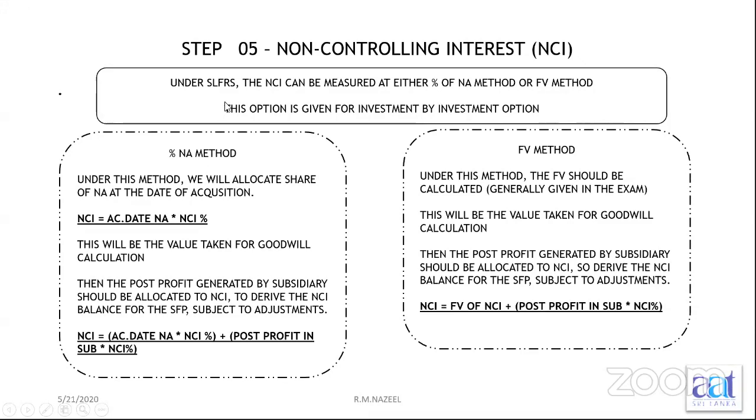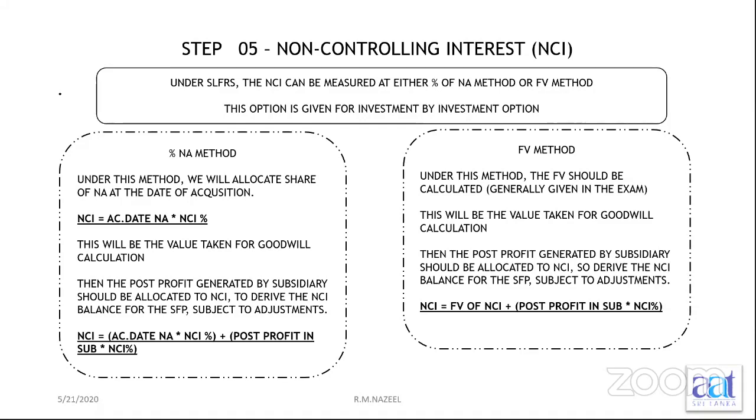You are given the fair value. You take the post profit in the subsidiary and take the percentage. Here it's based on the given net assets; here it's based on the fair value, right? So the method is the same. Once you get this amount, you need to put it separately in the equity after the parent's equity, right?